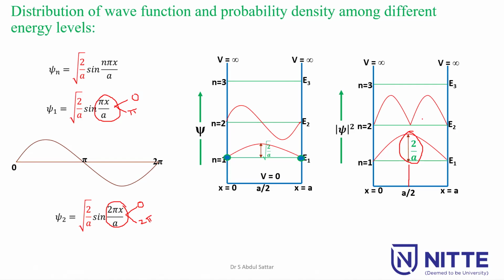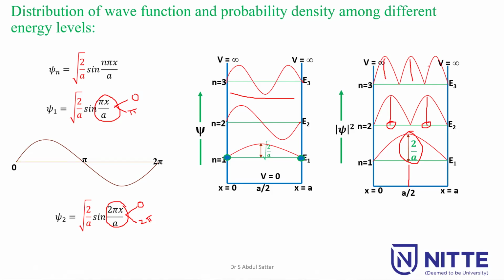So if you observe the probability of finding the particle in the energy level E2, that means if the particle is moving with energy E2, the most probable points are these two here. That is a by 4 and 3a by 4. If you take n equal to 3, this wave function comes like this and the probability distribution comes like this. These are the most probable positions.